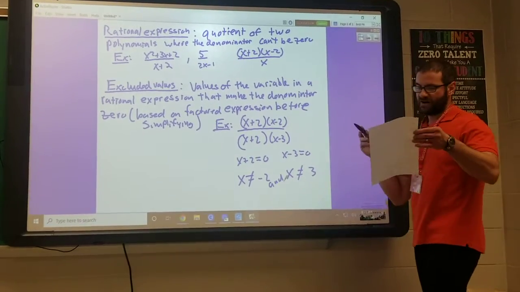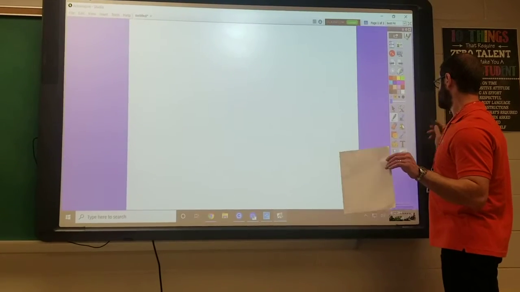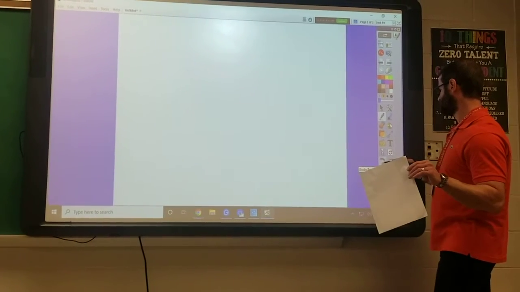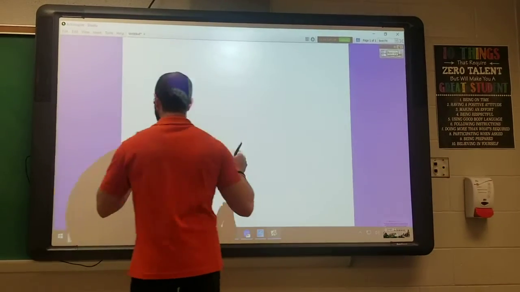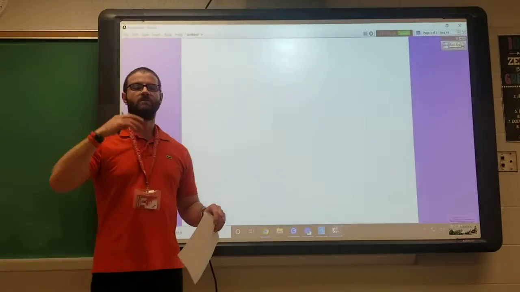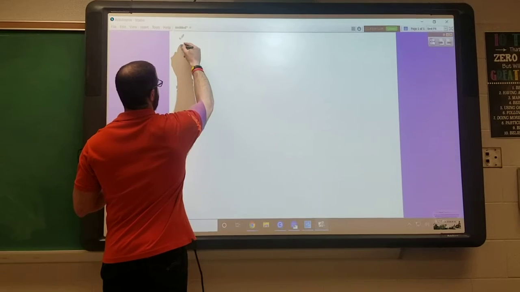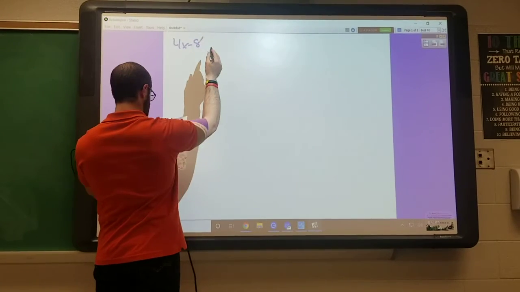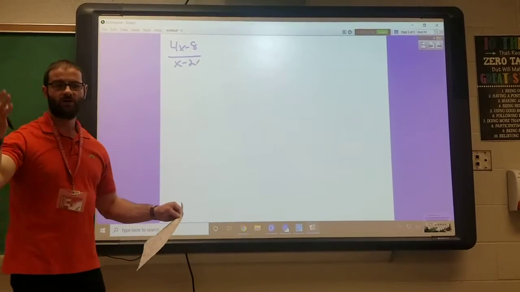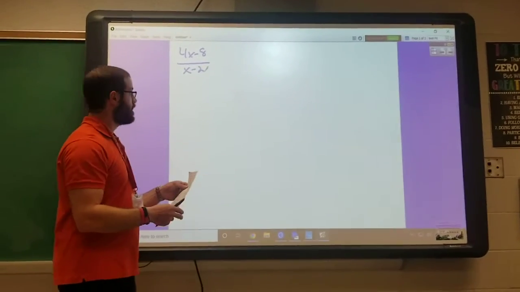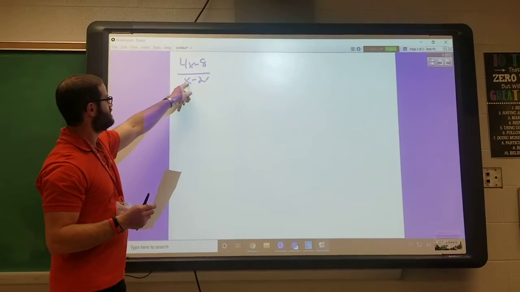Okay, so let's look at some examples. First example. For all these, we're going to simplify and then state what values are excluded. So let's say I have 4x minus 8 over x minus 2. I need to factor the numerator and denominator completely. The denominator is already factored, there's nothing to factor there.